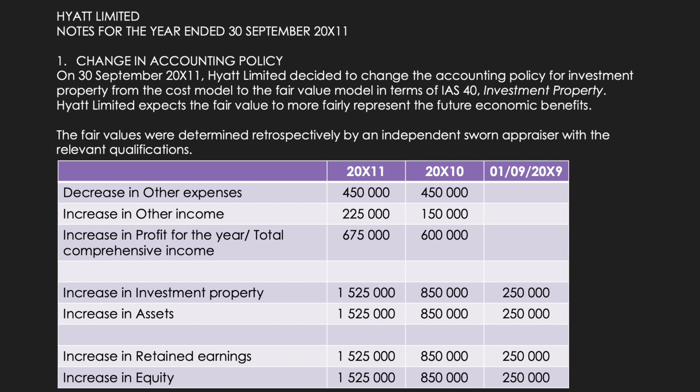And then remember that as per IAS 8, whenever we have a change in accounting policy, we need to provide the users of the financial statements with a little bit of narrative information explaining when we made the change in accounting policy, why did we make the change in accounting policy, and if we are working on a fair value model versus a cost model, we need to tell our users how were the fair values actually determined. So in this scenario, my narrative information reads as follows.